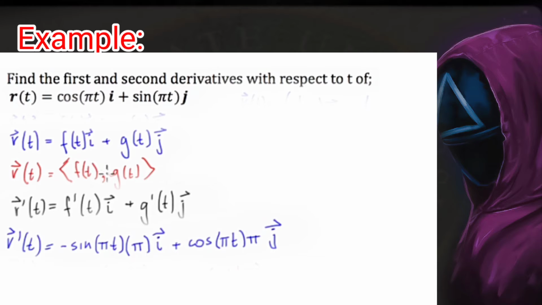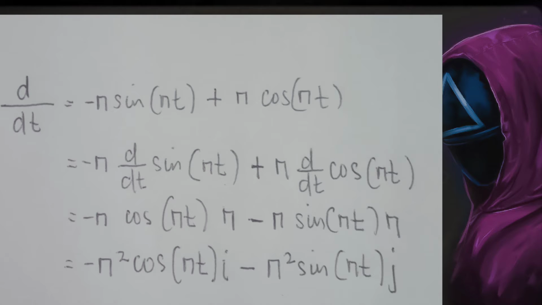And now, arrange the position. Move pi, so it becomes negative pi sine pi t with vector valued function i. And on the other side, pi cosine pi t with vector valued function j. This is the answer for the first derivative of the vector function. Let's proceed to the second derivative.